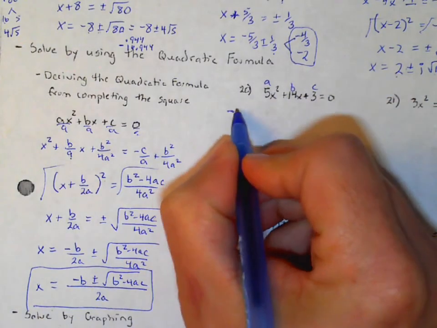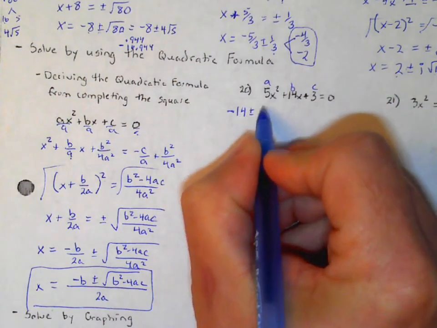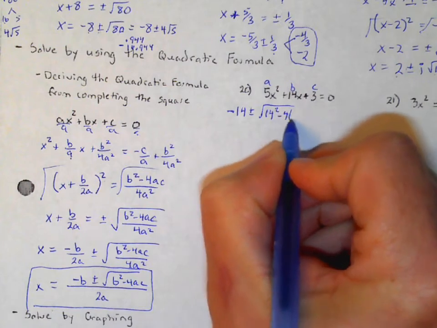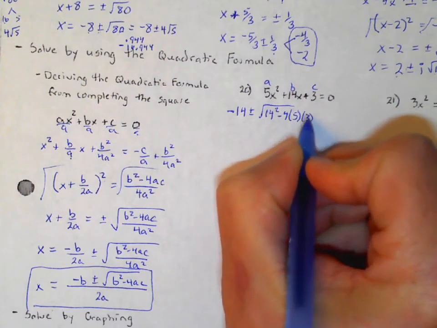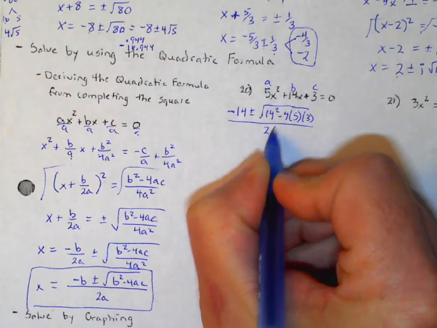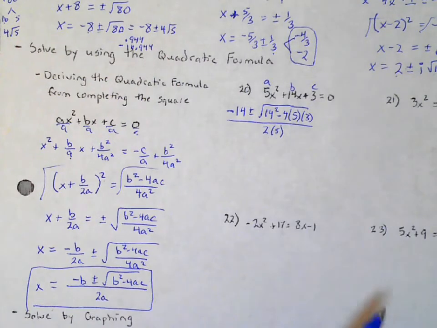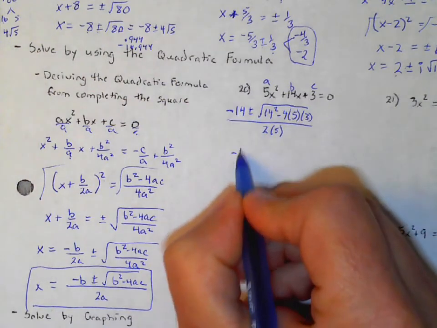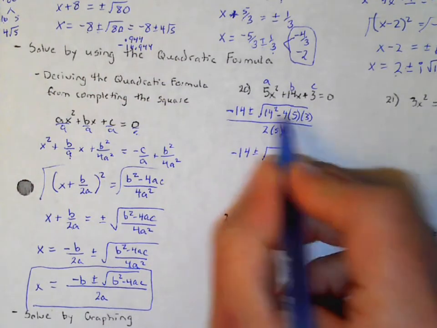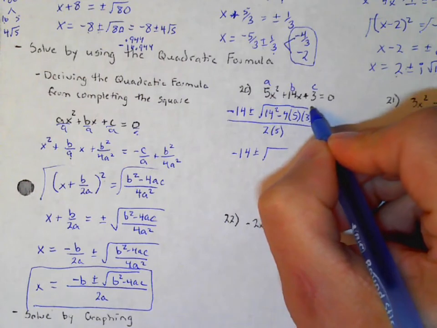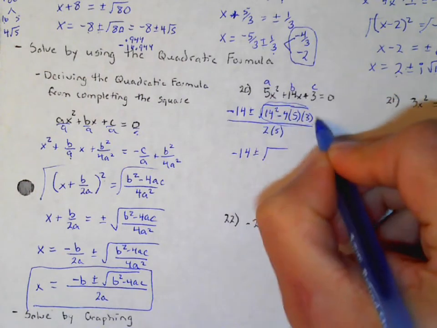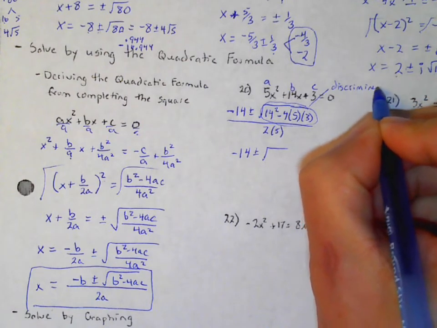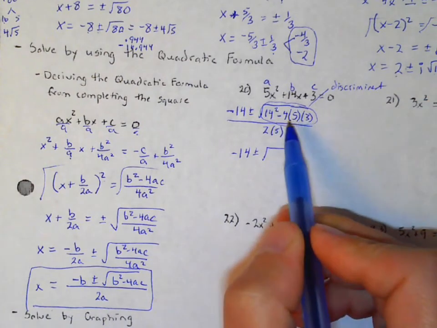So we would have negative 14 plus or minus the square root of 14 squared minus 4 times 5 times 3, all divided by 2 times a. Now, the minimal amount of work I want you to do is to show all this, okay, and then start working it out. So we'd have negative 14. I want you to work out the inside part here. This part inside here is called the discriminant. Okay, the discriminant tells us how many solutions it's going to have.